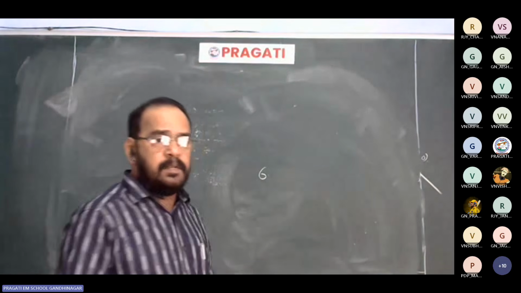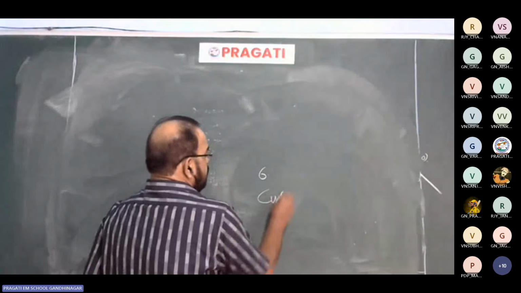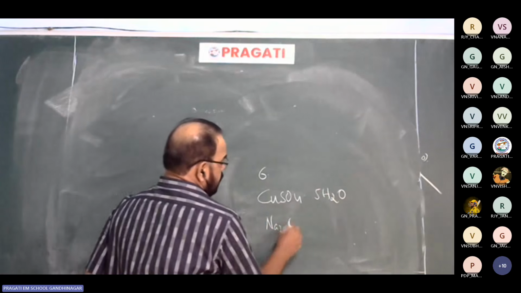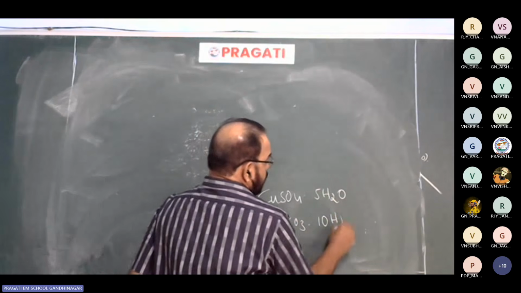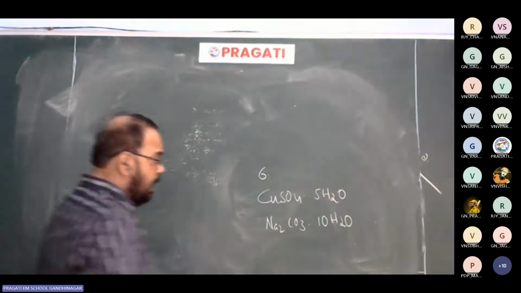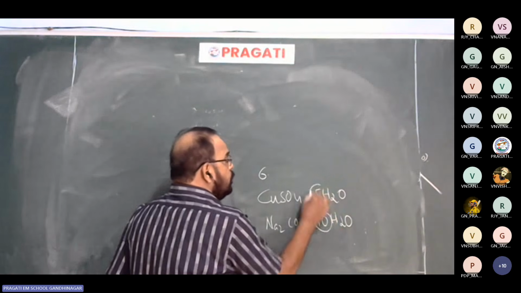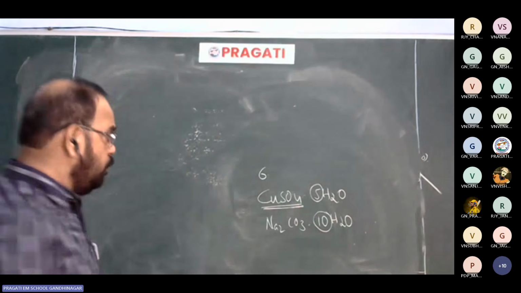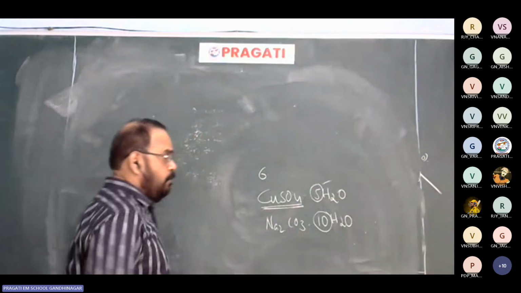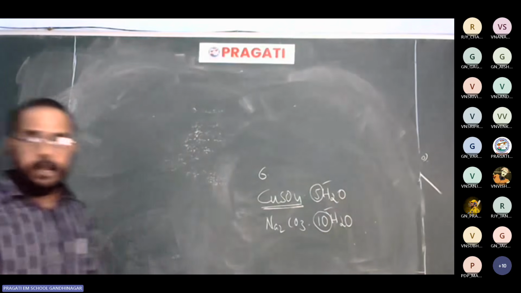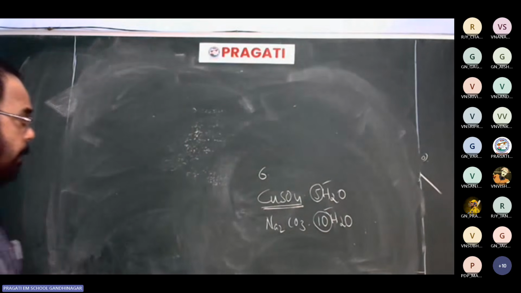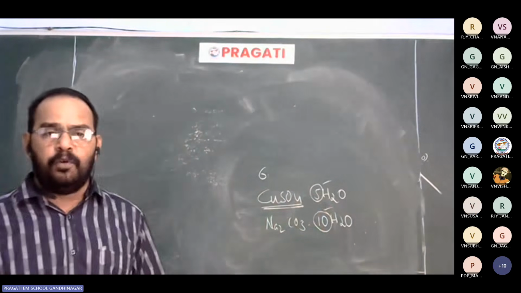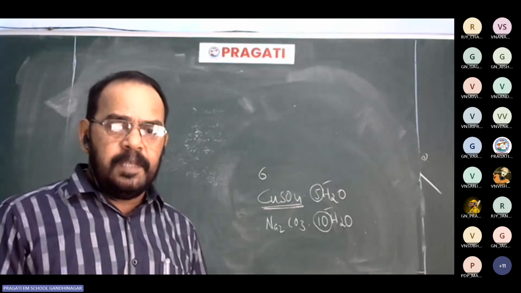So water of crystallization, first let us understand it. For example, CuSO4·5H2O, and sodium carbonate, Na2CO3·10H2O. Water of crystallization is the number of water molecules present with 1 formula unit of a salt. The number only you need to write. So the water of crystallization here is 5, and here it is 10. The definition of water of crystallization is the number of water molecules present with 1 formula unit of a salt.